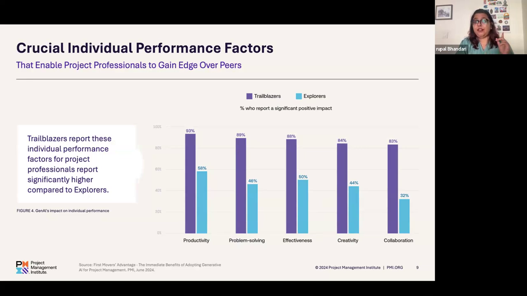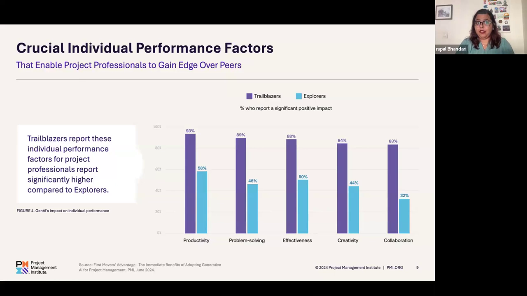collaboration. Collaboration is an interesting one because collaboration technically is something you do with your team. So how is a tool helping you get better at collaboration is amazing. And we're going to talk a little more about that later. But note that it's also helping you with collaboration. And this is studying trailblazers against explorers. Mind you, we haven't even studied them against people who are not using AI at all. So we might find that the numbers against people who are not using AI at all might be even higher.